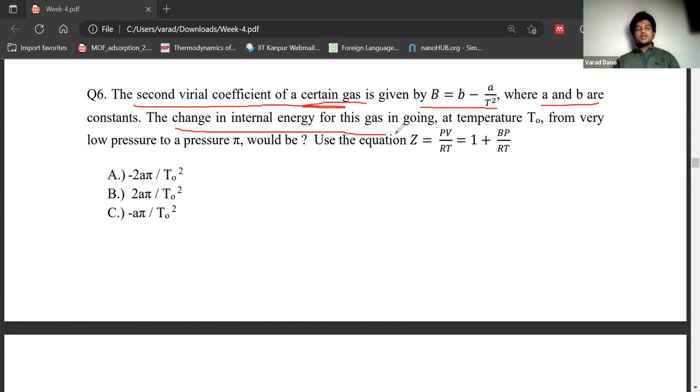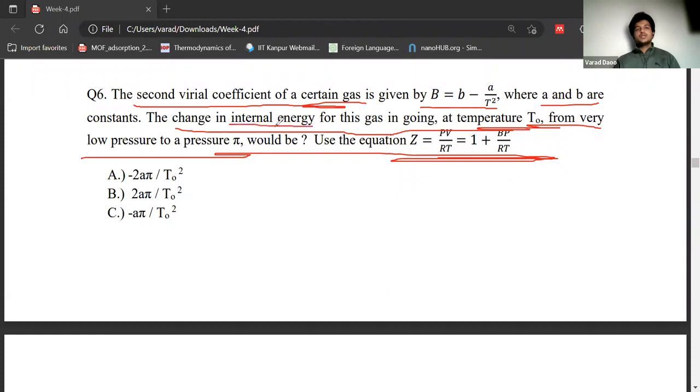And the change in internal energy for the gas going at temperature T0 from a very low pressure to a pressure Pi would be what? We have to use this expression. So what we need is the change in internal energy.